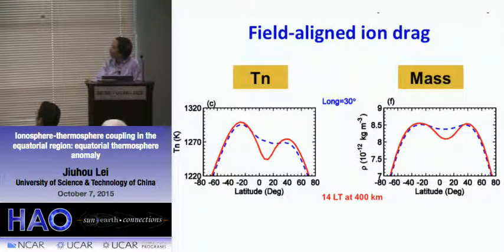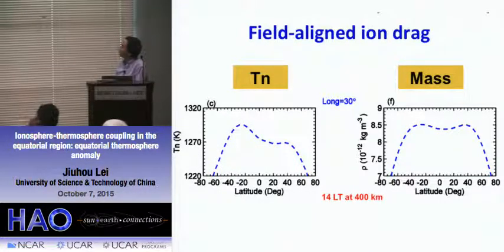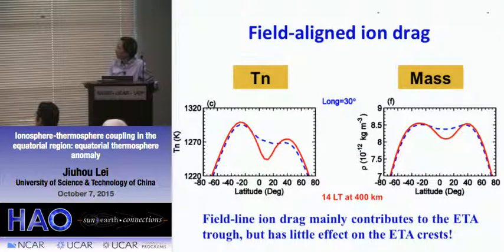So another question is, if you go back and look at the default run, you still see a little bit of a bump here. When you include the field line drag, it just drops. So we can say the field line drag only contributes to the trough, not to the ETA crest. You might think that because we have the trough here, you automatically get two crests. That actually is not the case.